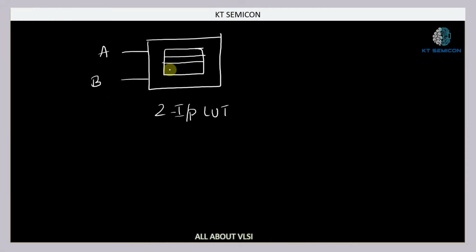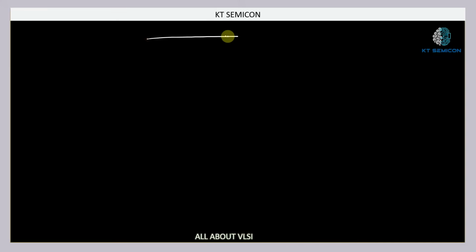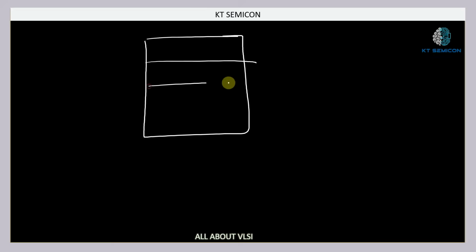Let me draw it. Let me erase it one more time. One minute. So we are going to have a simple LUT over here, which is going to have four locations because it is a two input LUT, right? And our inputs are A and B, okay? And this is our output Y, okay?